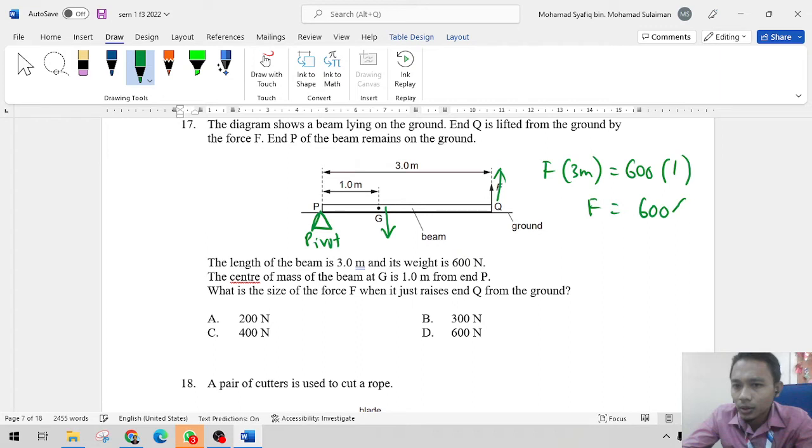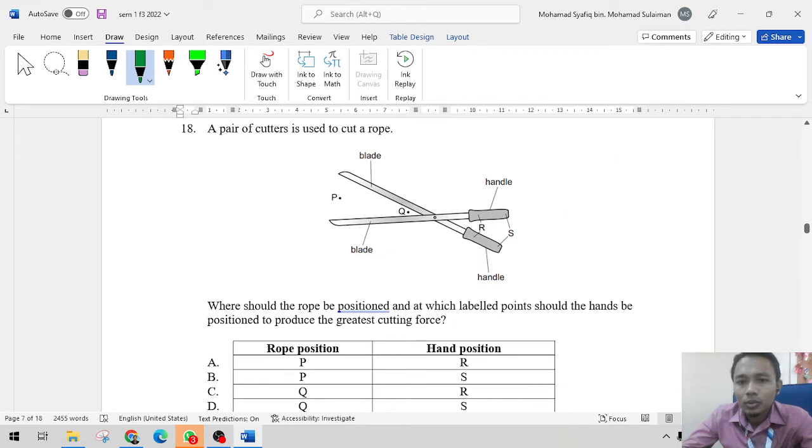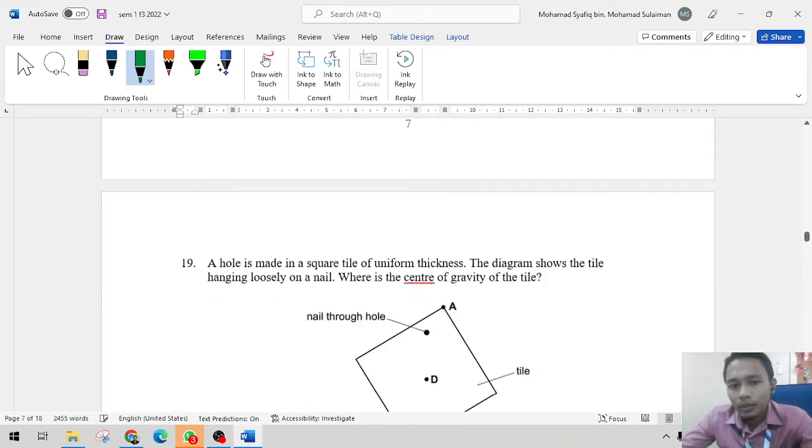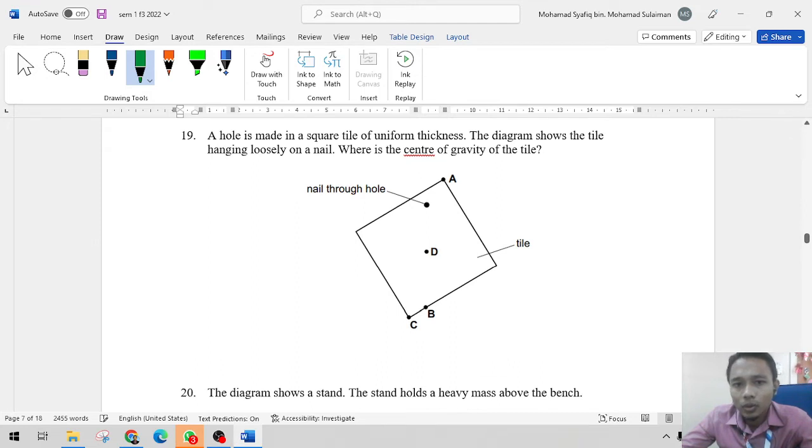Number 18, a cutter to cut the rope. Where should the rope position be? It needs to be closer to the pivot. The hand should be far. Right, number 19, we have a hole. Where is the center of gravity? It will be in the middle.